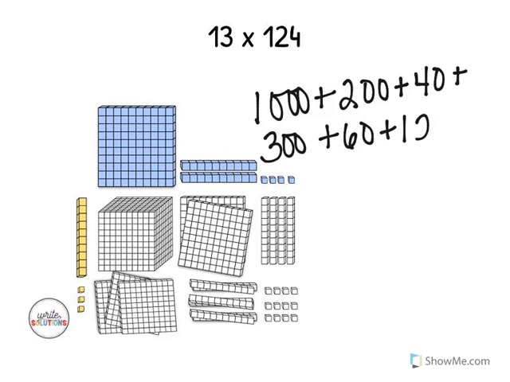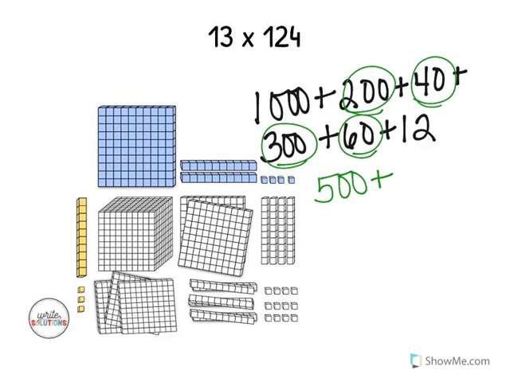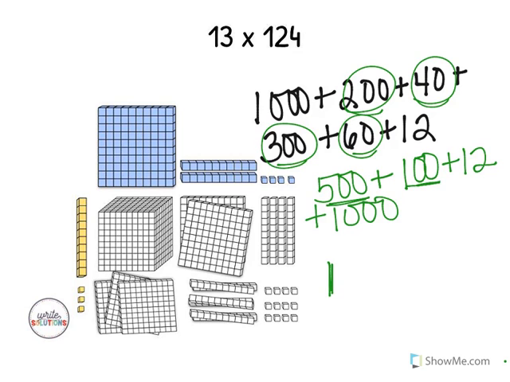And we can add them up in whatever way makes sense to us. Let's switch colors here. I'm going to start by combining this 300 and the 200. That's 500. 60 and 40 is 100. And then I still have a 12 and 1,000. So let's see, that means I have 1,612.